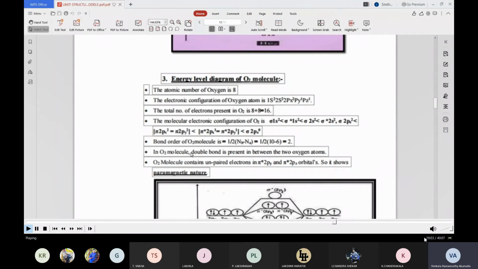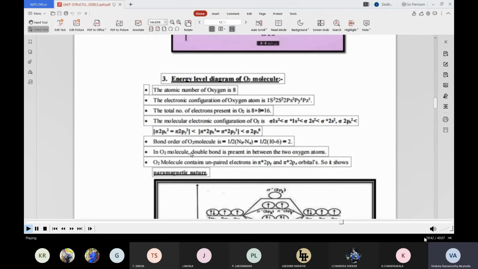So the bond order of the oxygen molecule, BO, is equal to 1 by 2 times the number of bonding electrons minus the number of anti-bonding electrons. That is equal to 1 by 2 times (bonding electrons 10 minus anti-bonding electrons 6), which is equal to 2. In the oxygen molecule, a double bond is present between the 2 oxygen atoms.